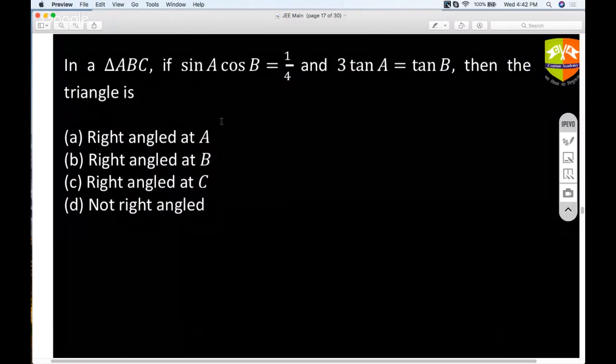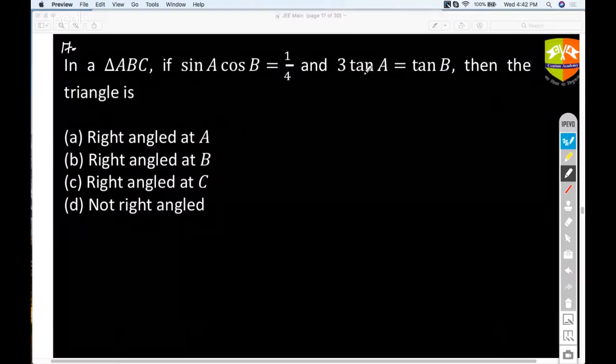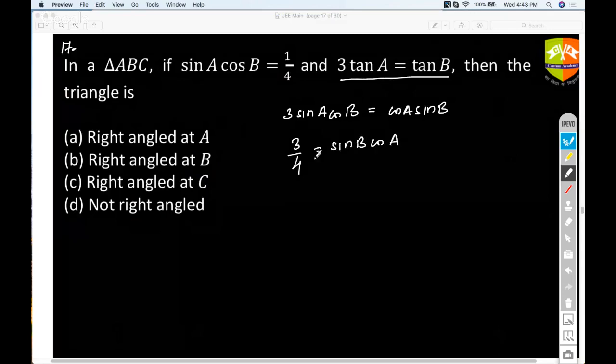Okay, so let's discuss this. So first of all, let's take this condition into our account. So this is 3 sine A cos B is equal to cos A sine B, right? And this is already given to you as 1/4. So I can say sine B cos A is given to you as 1/4. Now, if I just have to write the formula of sine (A plus B), that's nothing but sine A cos B plus cos A sine B.